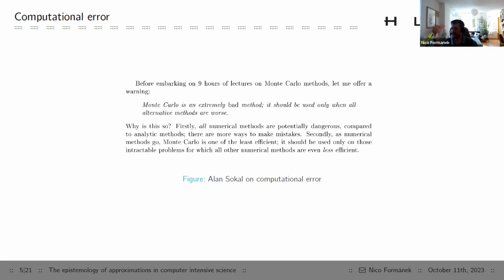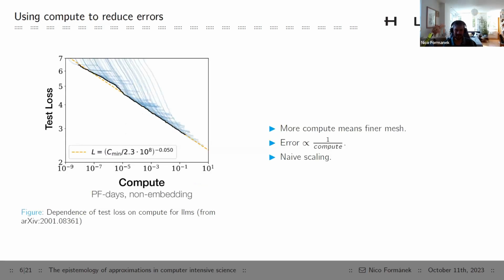And even in the hierarchy of numerical methods, use anything you can, don't use Monte Carlo. And then he goes on and explains what Monte Carlo is and gives lots of examples where Monte Carlo is actually used. So one could wonder, why do we use this method if it's so bad? And I hope I will shed some light on that later too. Okay, so much for the introduction. We can go to the next slide.